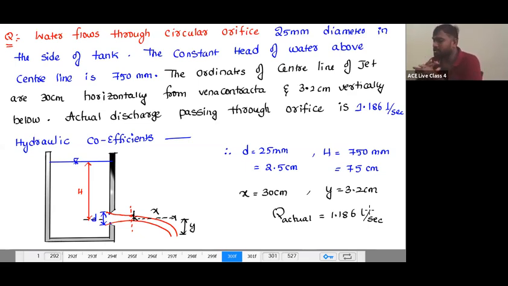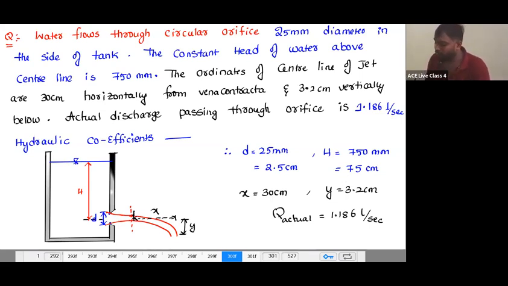So can I write these liters in centimeter cube? What is 1 liter? 1 liter is nothing but 10 to the power of -3 meter cube per second. Okay, fine, we'll do the calculations later. But now you see, I know the dia, I know the head, and I know x and y. I want the hydraulic coefficients.